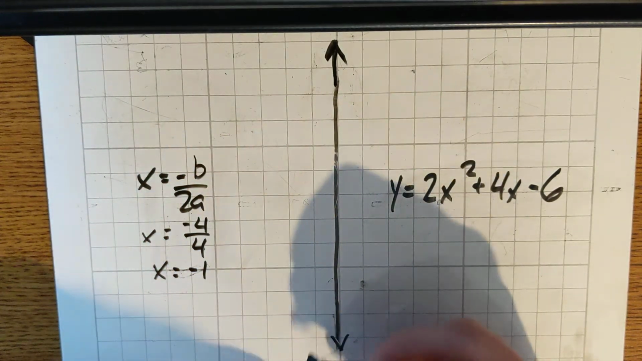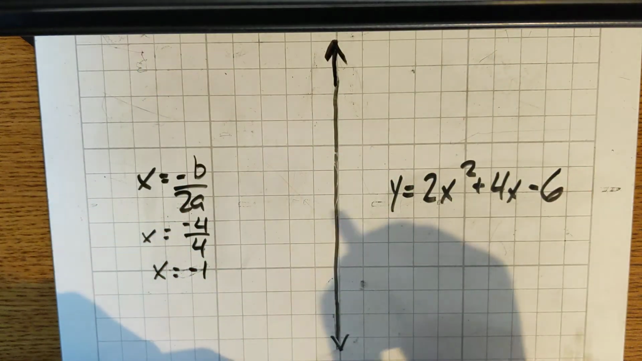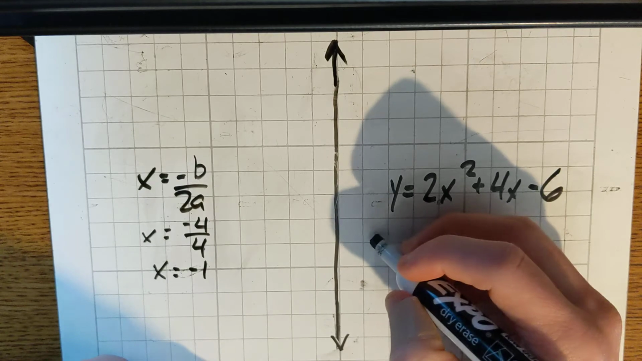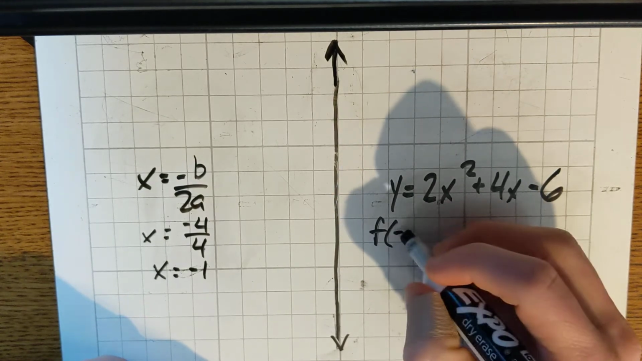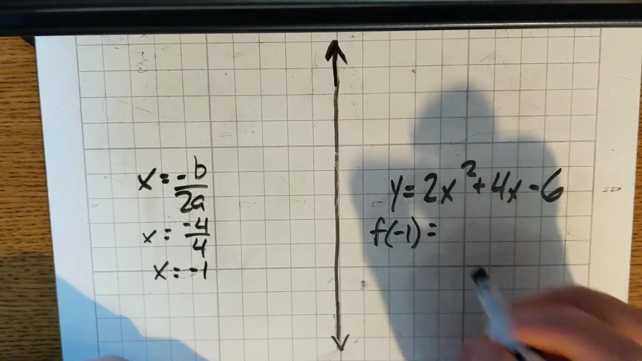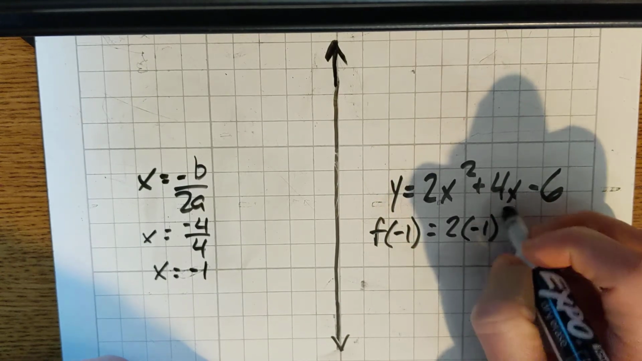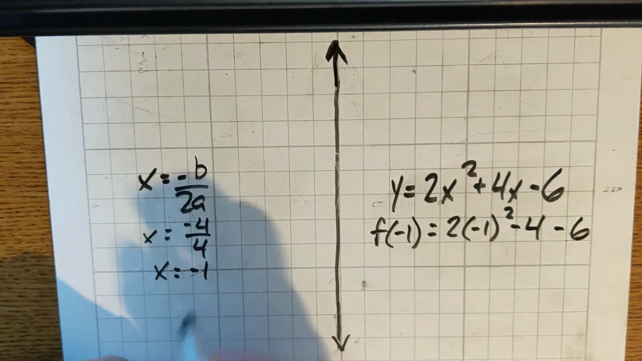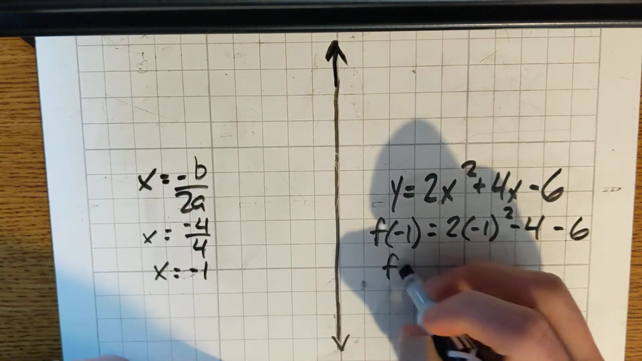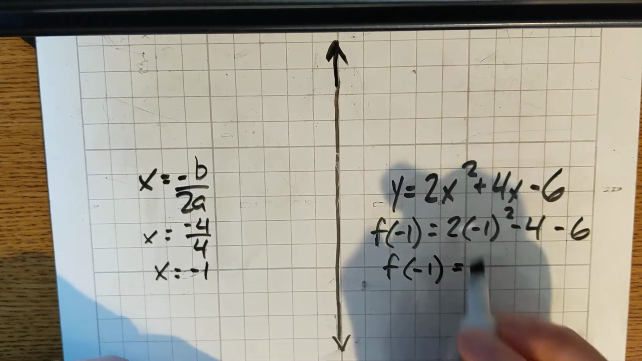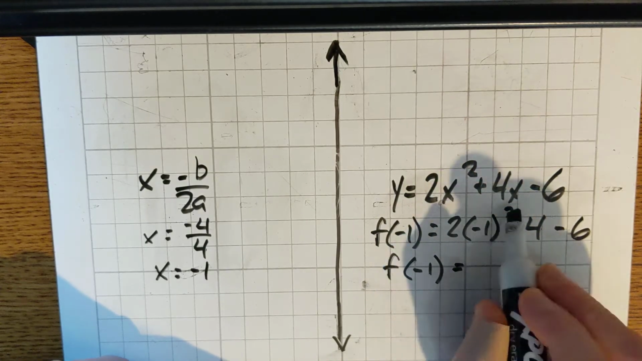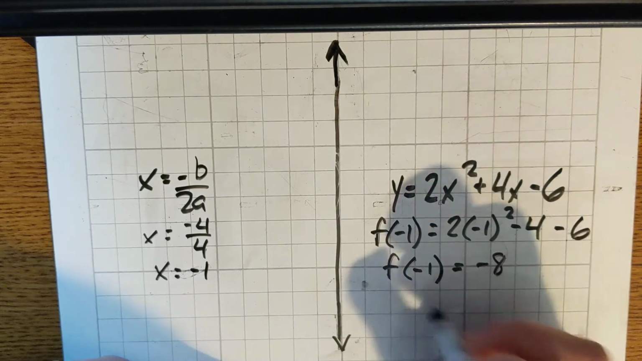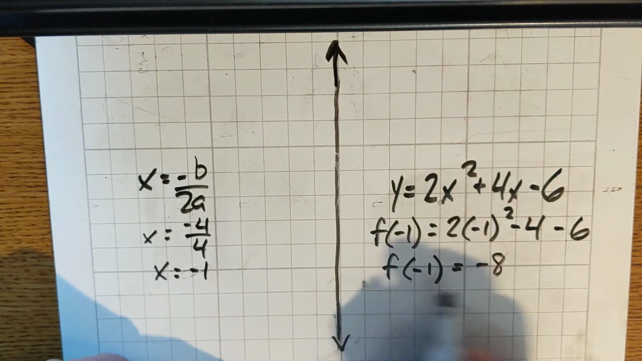Okay, so we have the axis of symmetry right up here. And then we're going to plug this back in to find the y value of the vertex. This is where I'm going to use function notation. So instead of y, f of x, and plug in negative 1 for x. So f of negative 1 is equal to: negative 1 squared is 1, times 2 is 2, minus 4, negative 2, minus 6, negative 8. So we have the vertex of negative 1, negative 8.